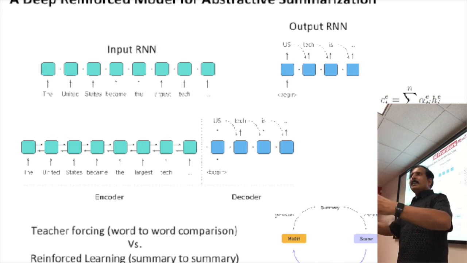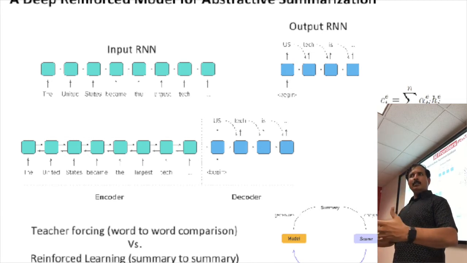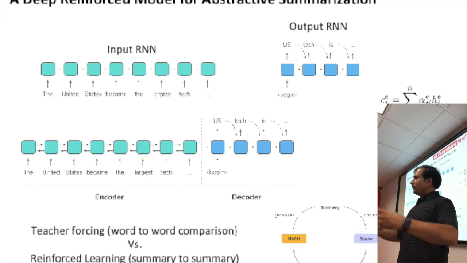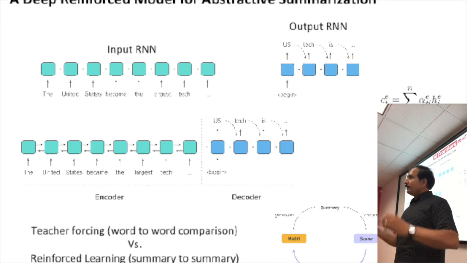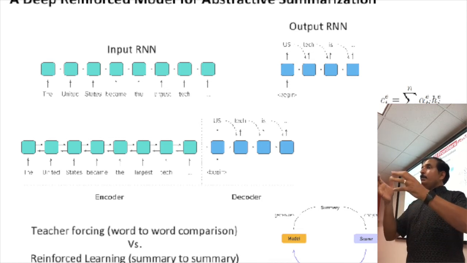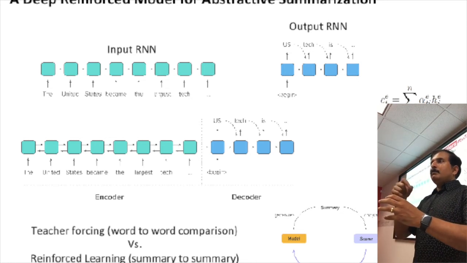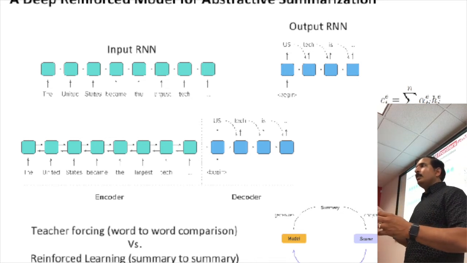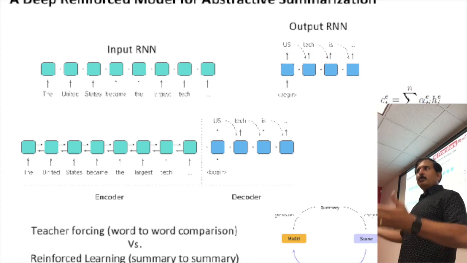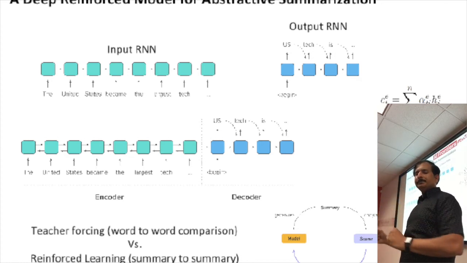So if it's a winning game, you give a reward to the model, and if it's a losing game, you actually penalize the model. That's the only way of teaching a model to play a game, because sometimes you make a few correct steps, but still you end up losing the game, and you want to teach the computer how to play the correct game.